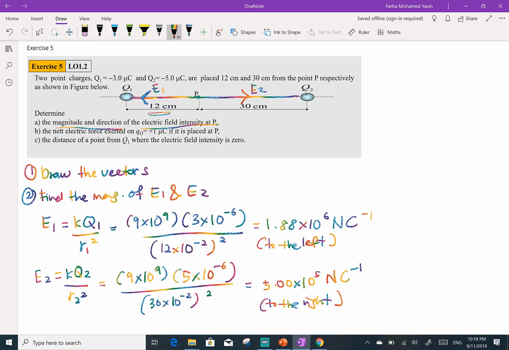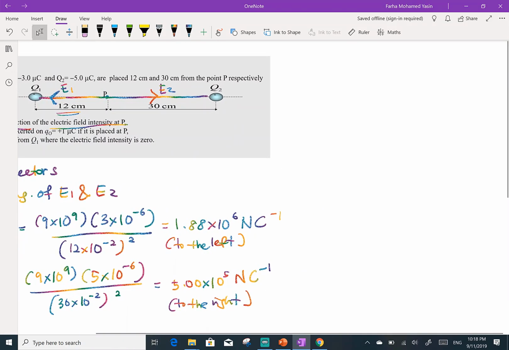So the next step, after finding the magnitude of E1 and E2, now we need to find the total E. Okay, because E1 and E2 are acting in the same axis. Same axis means that satu dimension sahaja. Jadi kita boleh terus cari E at point P equals E1 plus E2. Okay, so E1 to the left, we put negative sign. Okay, then plus E2 to the right as a positive.